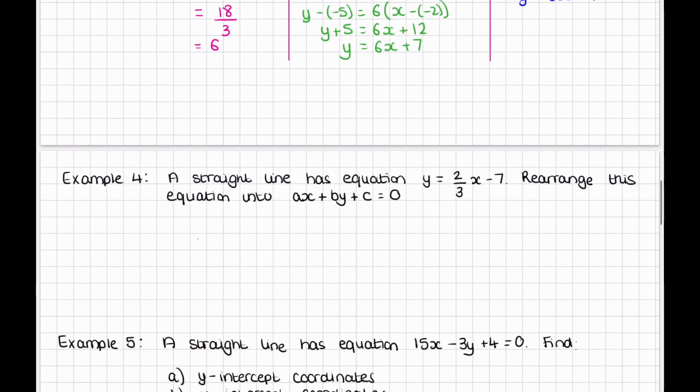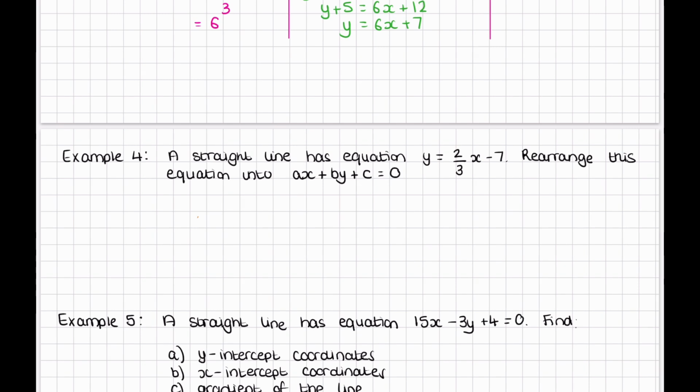Example 4. A straight line has equation y equals 2/3 x minus 7. Rearrange this equation into ax plus by plus c equals 0. Now with this question, the main issue is the fraction, because remember in our general form of ax plus by plus c equals 0, a, b and c have to be integers, so we can't have any fractions. Me personally in this situation, I like to get rid of the fraction first. Now here, our fraction is divided by 3. So to get rid of divide by 3, we have to multiply by 3.